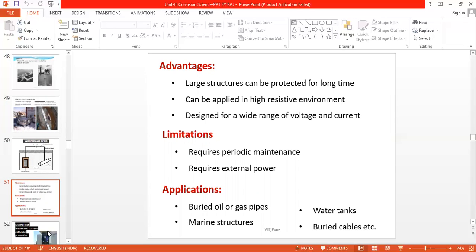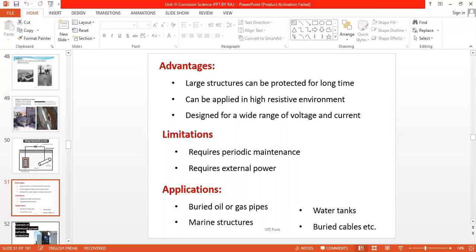It requires periodic maintenance. So if a certain part gets corroded, it needs replacement, and therefore periodic maintenance is necessary. It also requires external power. Therefore, it is not economical where there is a scarcity of electricity, where we have to buy the electricity or the power.